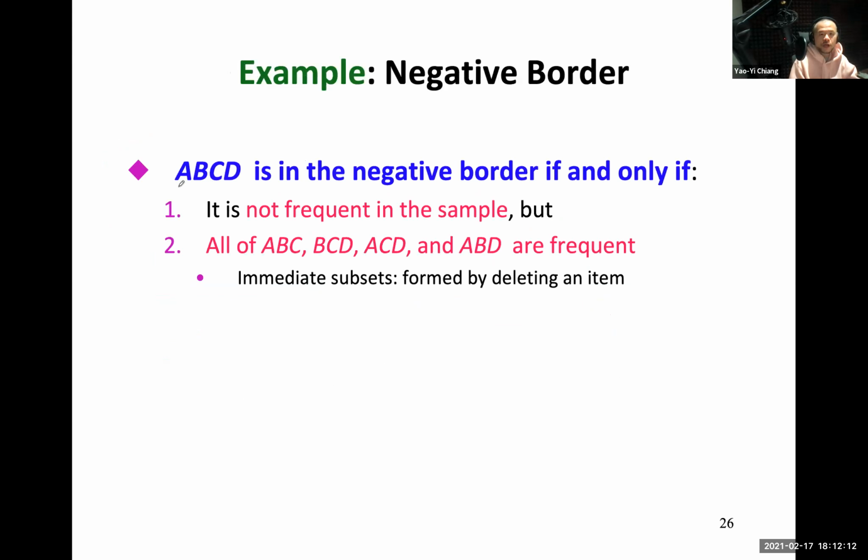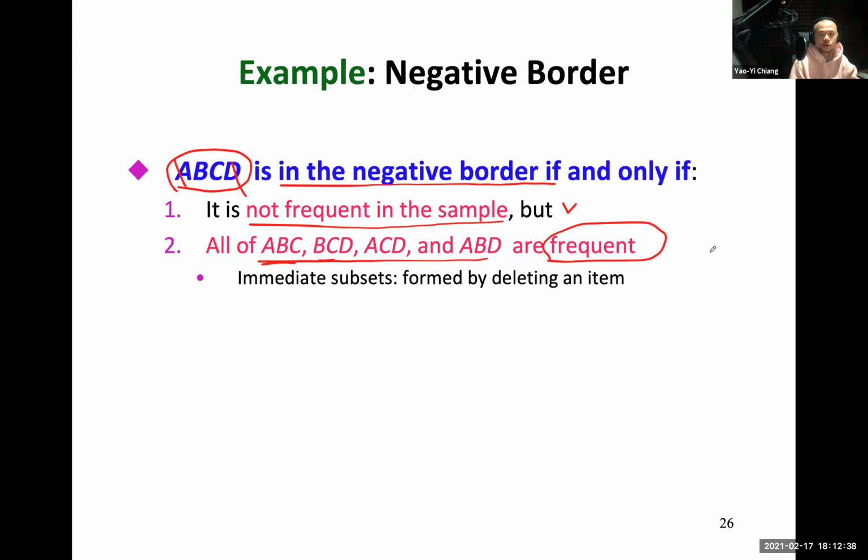So for example, if you have ABCD, and this item set is in your negative border, that means it's not frequent in the sample. Okay, so we know this. Also, if you delete any of the items here, so you delete D, you get ABC, you delete A, you get BCD, and so on, and all of them are frequent. Okay, so this tells you that ABCD might be frequent, but your sample tells you it's not frequent. So we put it in the negative border.